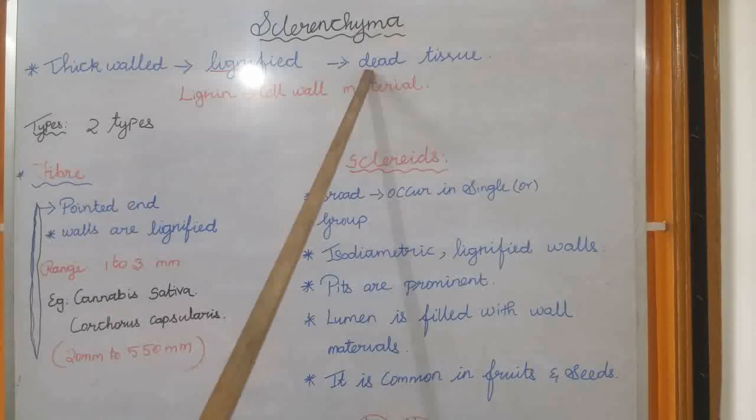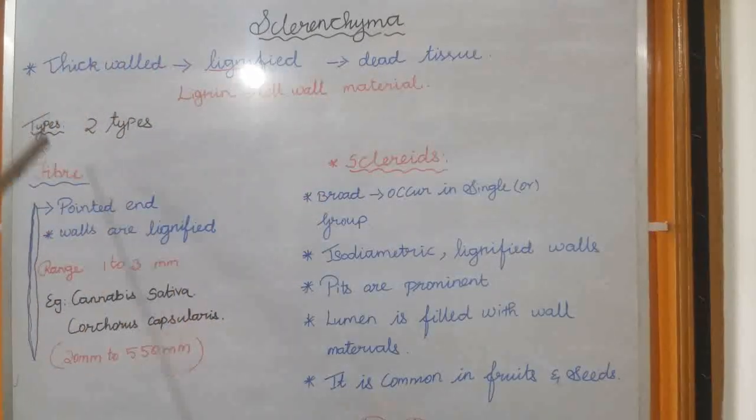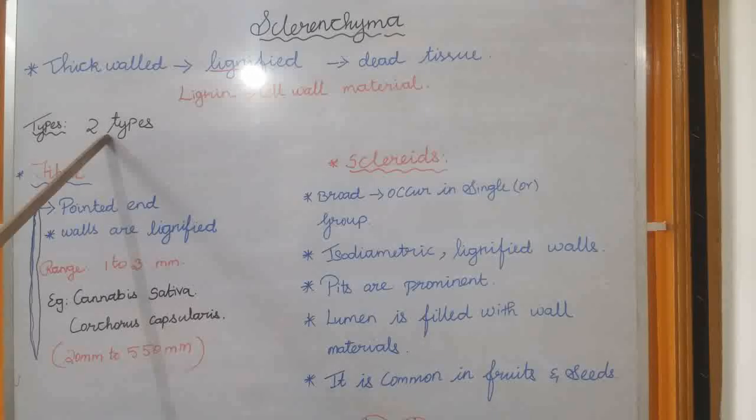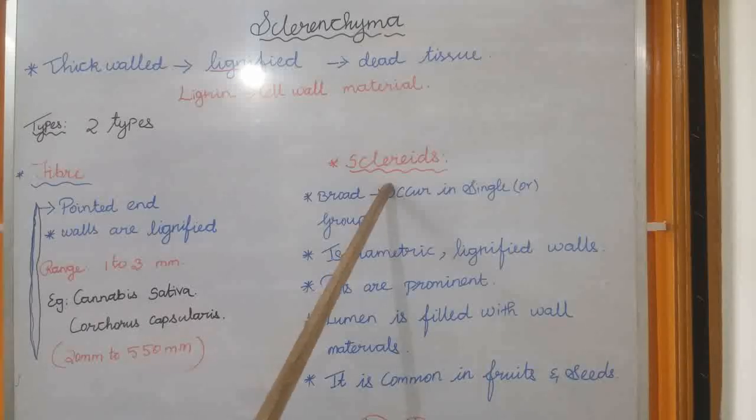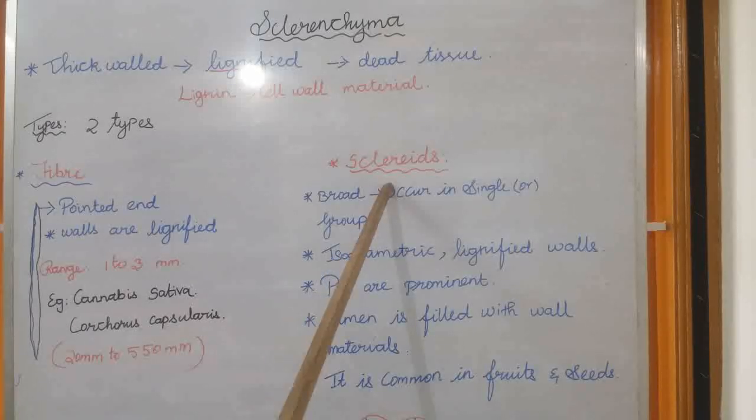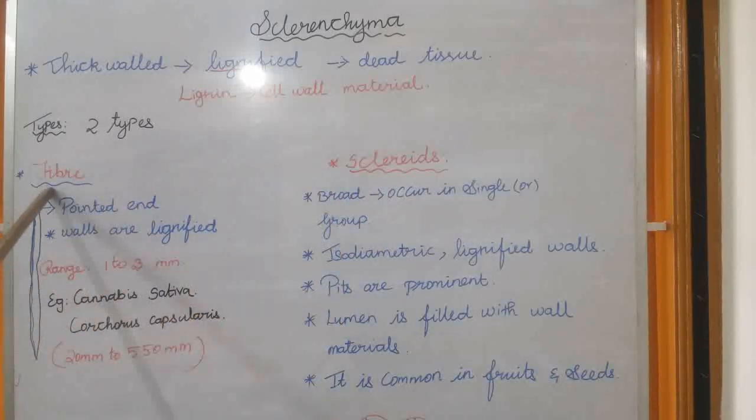Further, it is classified into two types: fiber and scleroid. Let us see them one by one. The first one is fiber.